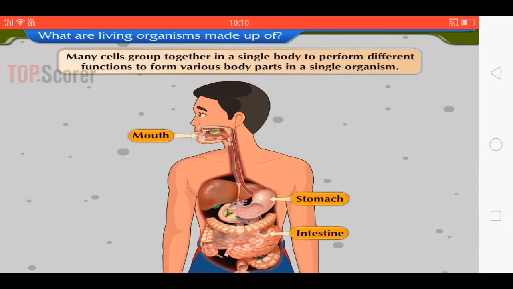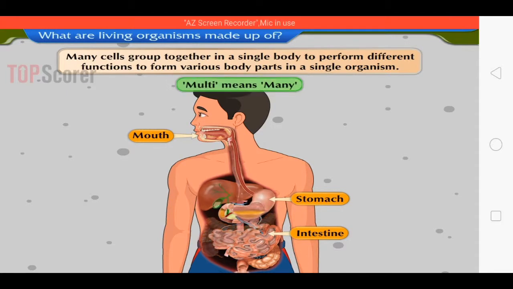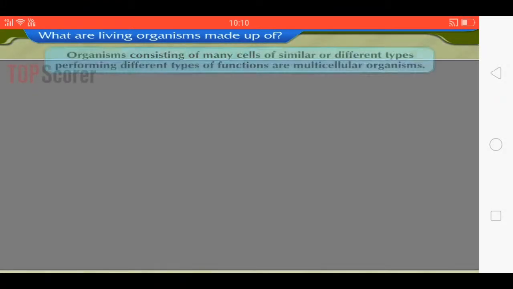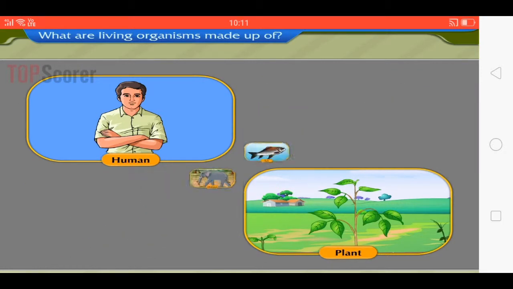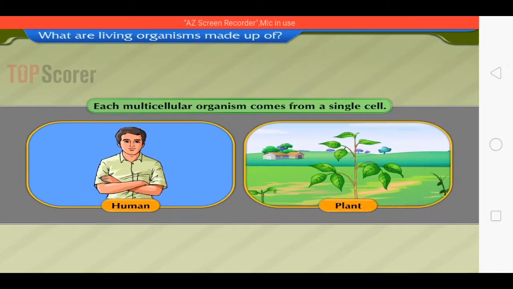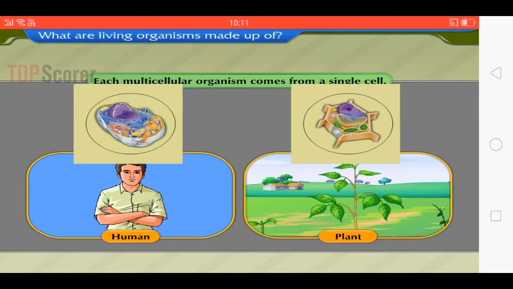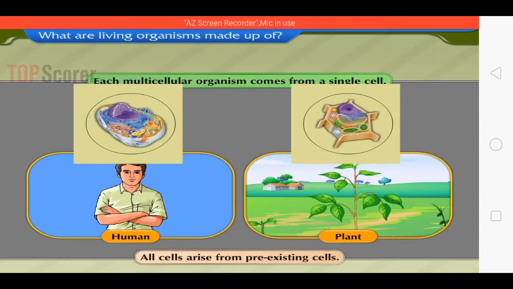Whereas many cells group together in a single body to perform different functions to form various body parts in a single organism. These types of organisms are called multicellular organisms. Multi means many. Thus, organisms consisting of many cells of similar or different types, performing different types of functions, are multicellular organisms. Hence, it can be stated that each multicellular organism comes from a single cell. This proves the cell theory that all cells arise from pre-existing cells.